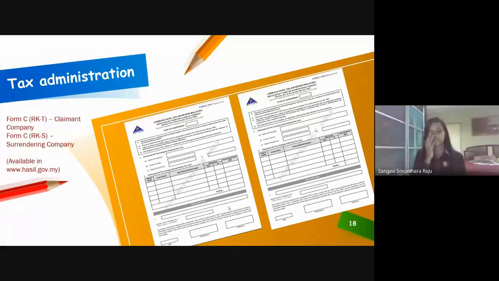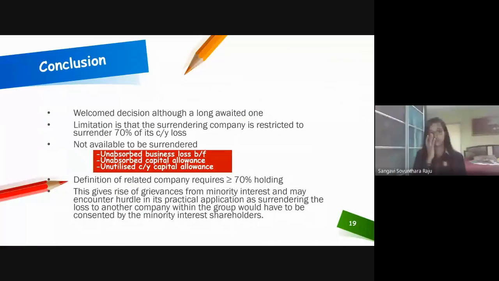Next, for the conclusion. Actually, the group tax relief is a welcome decision, although a long-awaited one. But nevertheless, the limitation is that the surrendering company is restricted to surrendering 70% of its current year loss only. It is not available to be surrendered if it already has unabsorbed business loss brought forward, or unabsorbed capital allowance and unutilized current year capital allowance. And the definition of related company requires more than or equal to 7.